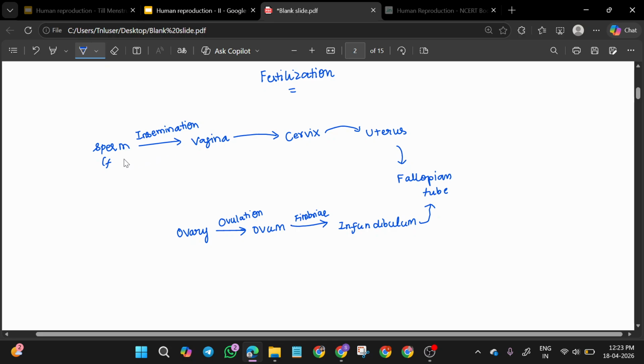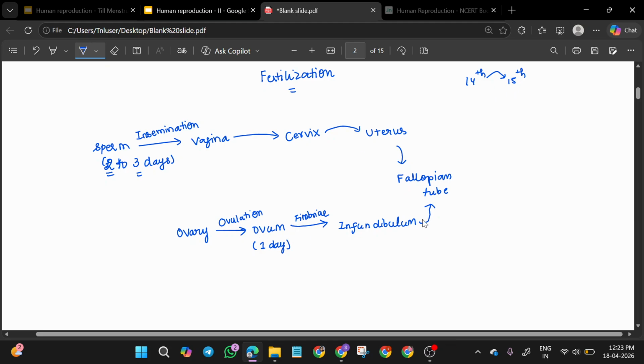Now, what is the lifespan of sperm inside the female reproductive system? 2 to 3 days. In the male body it survives many days, 60 to 70 days, but inside the female body sperm can survive only up to 2 to 3 days, and the ovum can survive up to only 1 day. Suppose the ovum is released on the 14th day, it can survive only until the 15th day, and at the end of the 15th day it will degenerate. Similarly, if 3 days pass, the sperm will also degenerate.